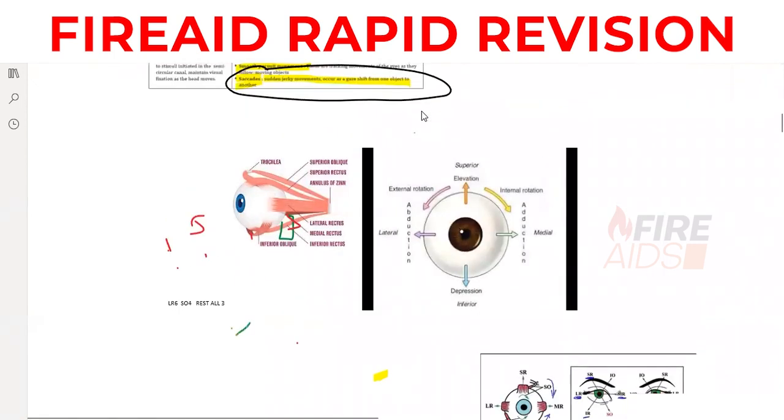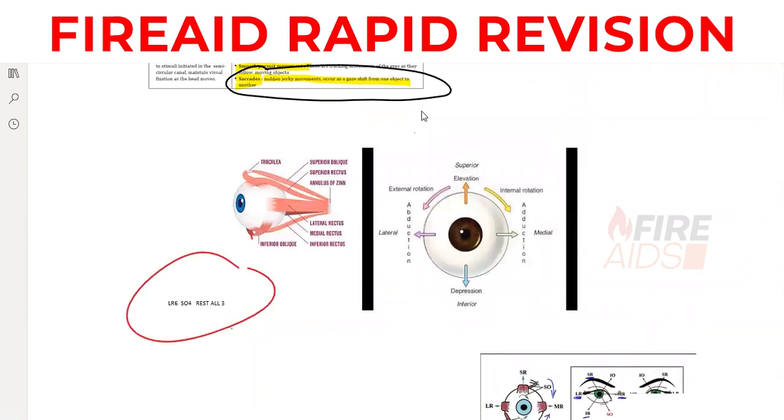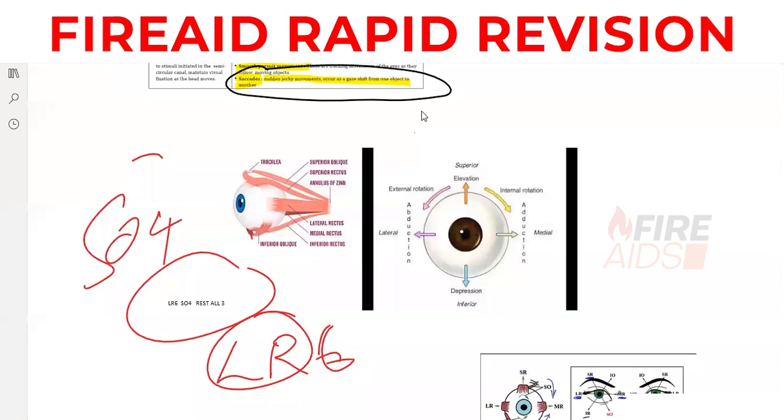Then comes the extraocular muscles of the eye. Regarding extraocular muscles, I want you to remember this mnemonic: LR6 SO4 rest all 3. LR6 means lateral rectus is innervated by the sixth cranial nerve. SO4, that is superior oblique, is innervated by the fourth cranial nerve, and the rest are all three. So all the other extraocular muscles are supplied by the third cranial nerve.